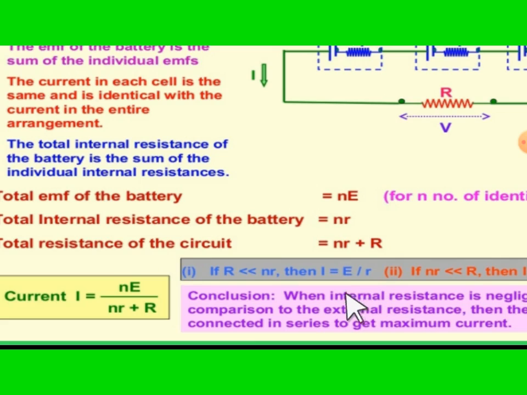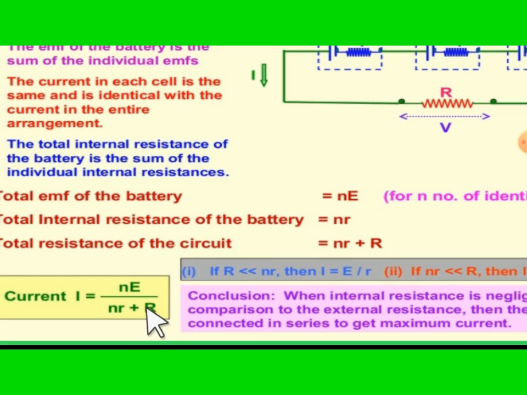So if this is the condition, that means when the external resistance is very much less than the total internal resistance, then this type of connection, that means series connection of cells, is not profitable. It's of no use, I mean.